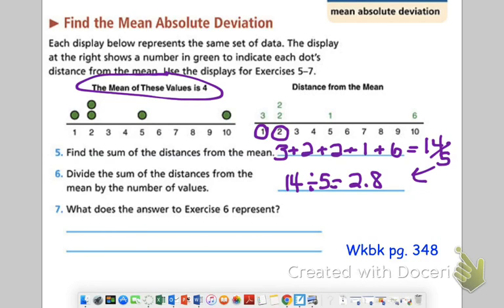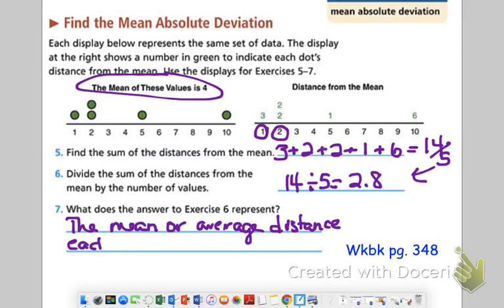What does the answer to exercise 6 represent? What did we just find? Well, what we just found was the mean or average distance each data value is from the mean. So the average of the distances, so how far apart all of those different numbers were from the mean, what was the average of those distances?